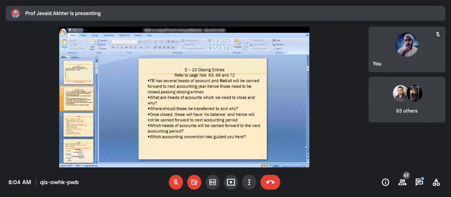Yes, sir. You all must be having it. So we look at page number 63. Go to page number 63. You will find on this page a trial balance. This I had explained to you earlier also. Look at serial number 17.